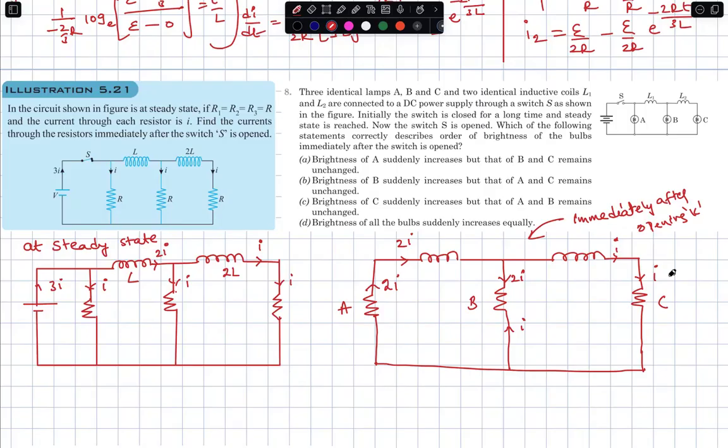Sir, brightness of the bulb increases. No. Through A, it is going to be 2I. Earlier, through A, the current is I. Through B, current is I. Through C, current is I. Whereas now through A the current is 2I. Through B, current is I. Through C, current is I. No change in B and C, but there is a change in A. So therefore, brightness of A suddenly increases, but that of B and C remains unchanged. That's the answer for this.